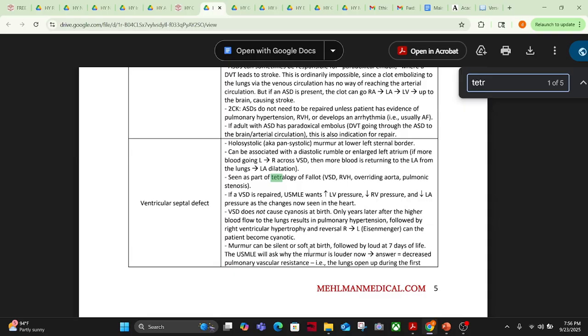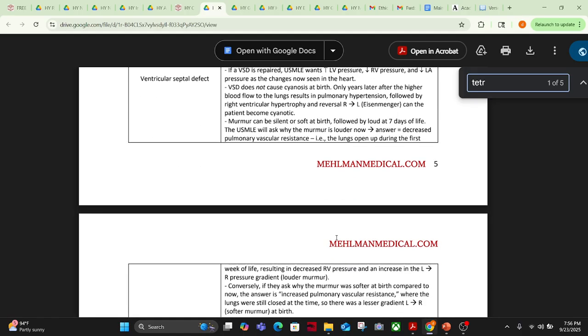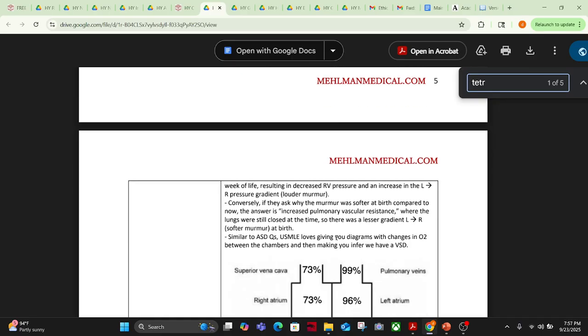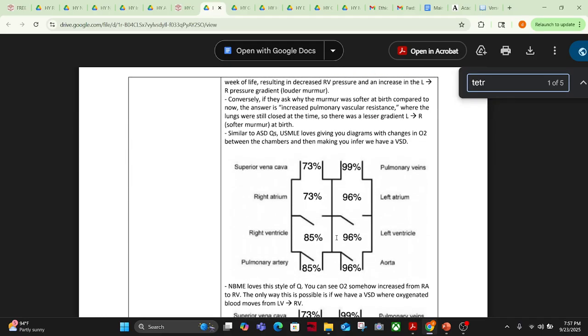The murmur can be silent or soft at birth, followed by loud at 7 days of life. The exam will ask why the murmur is louder now. Answer: decreased pulmonary vascular resistance. The lungs open up during the first week of life, resulting in decreased right pressure and an increase in the left to right pressure gradient.